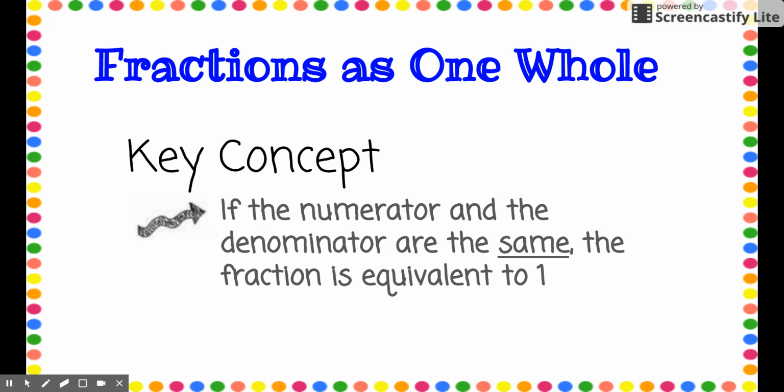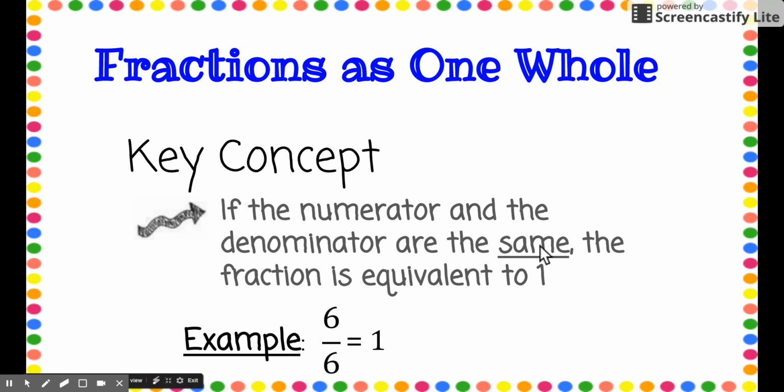All right, our key concept is that if the numerator and the denominator are the same, the fraction is equivalent to 1. So for example, we have 6/6, which is equal or equivalent to 1. Remember we talked about this, if we have a thousandth, it's just 1 whole. We could break a pizza into 100 pieces and eat all those pieces and we still would have eaten 1 whole pizza. So remember, when the denominator and numerator are the same, that is just 1 whole.